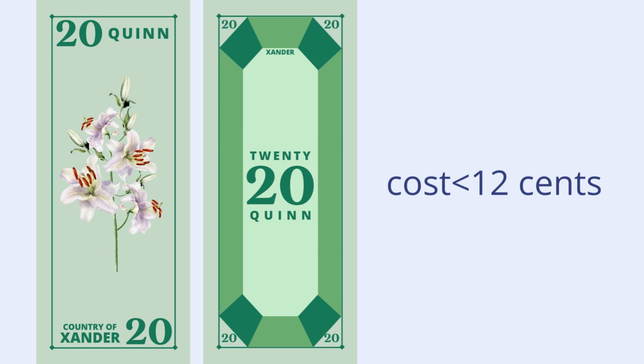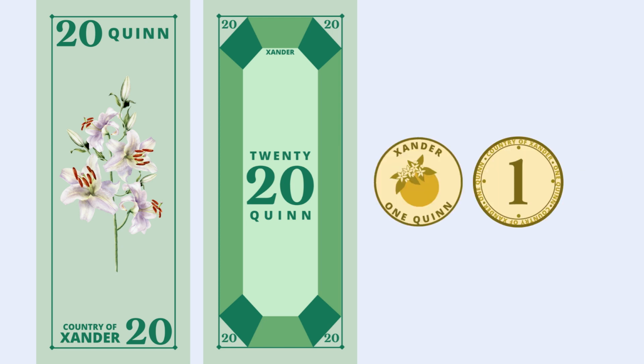Many currencies are quite colorful. The cost of printing these colorful currencies usually comes from the material that is printed on rather than the colors themselves. So according to the US Federal Reserve, the $20 bill costs about 11.2 cents to print. I expect that this currency would cost around the same.